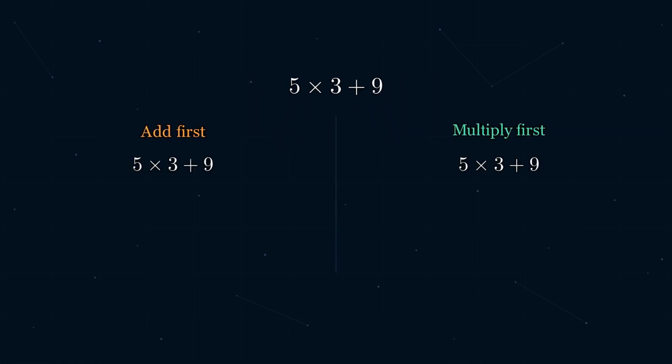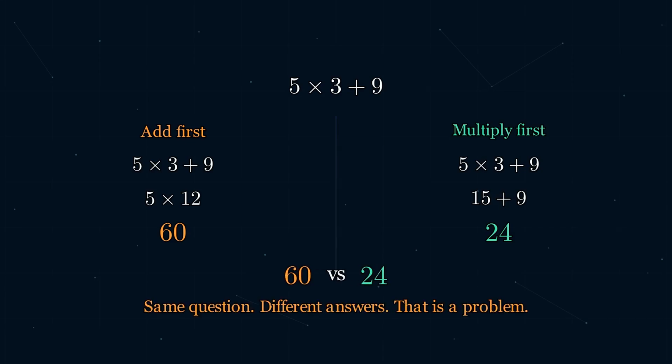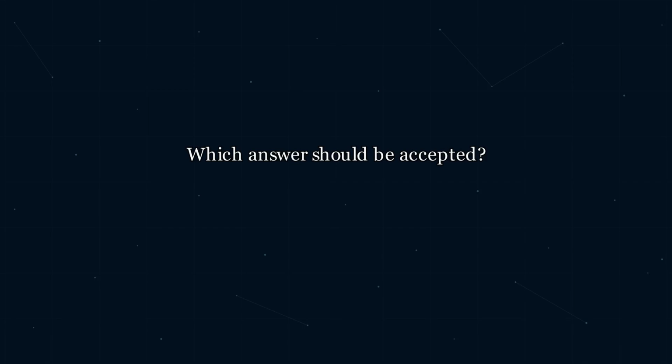First, here is the problem. 5 times 3 plus 9. This looks simple, but it can give two different answers if people choose different orders. One person adds first. 3 plus 9 gives 12. Then 5 times 12 gives 60. Another person multiplies first. 5 times 3 gives 15. Then 15 plus 9 gives 24. Same question, two different answers.